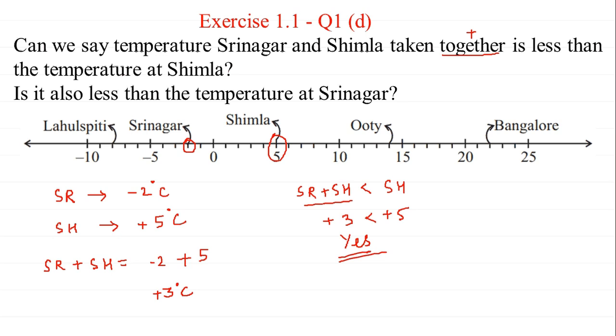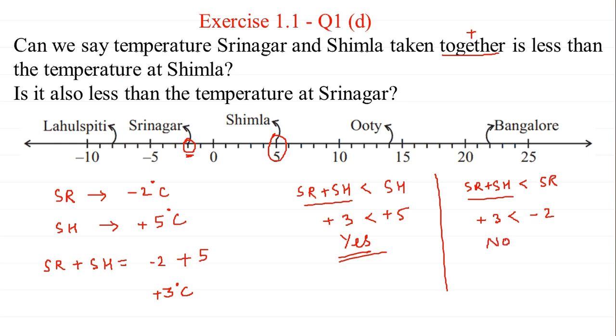This is the first part. Now, the second part. The question is, is it also less than the temperature of Srinagar? So, let's take Srinagar and Shimla together, their temperature. Is it less than the temperature of Srinagar also? Together their temperature is plus 3 and the temperature of Srinagar is minus 2. Is it possible that a positive number is less than a negative number? No. So in this case, this is not true.